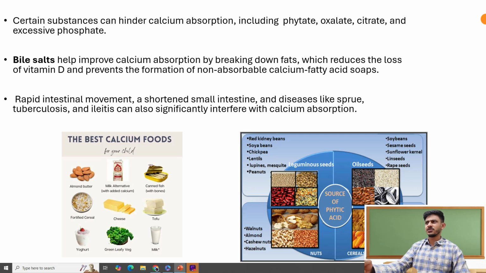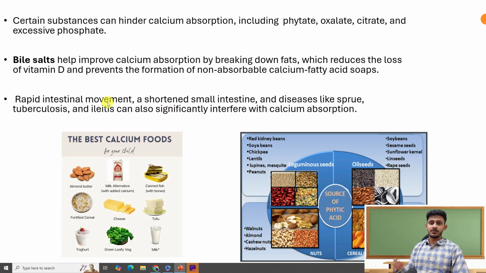Some of the things which hinder calcium absorption are fusitin, phytates, oxalates, citrates. Phytates are mainly in your lentils and soybean, sunflower kernels, walnuts, basically your nuts, and rice, maize, wheat, etc. The most calcium-rich foods are mainly dairy products: milk, cheese, yogurt, cereals fortified with calcium, and green leafy vegetables. Also rapid intestinal movement, shortened intestine, and diseases like sprue and ileitis can all interfere with calcium absorption.